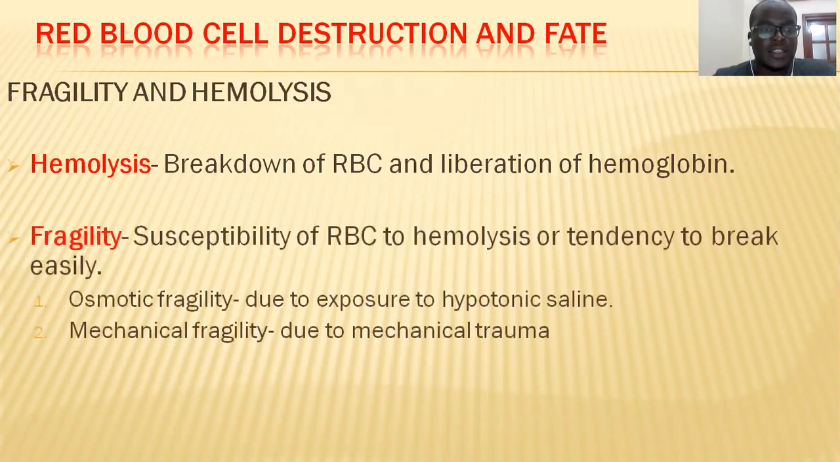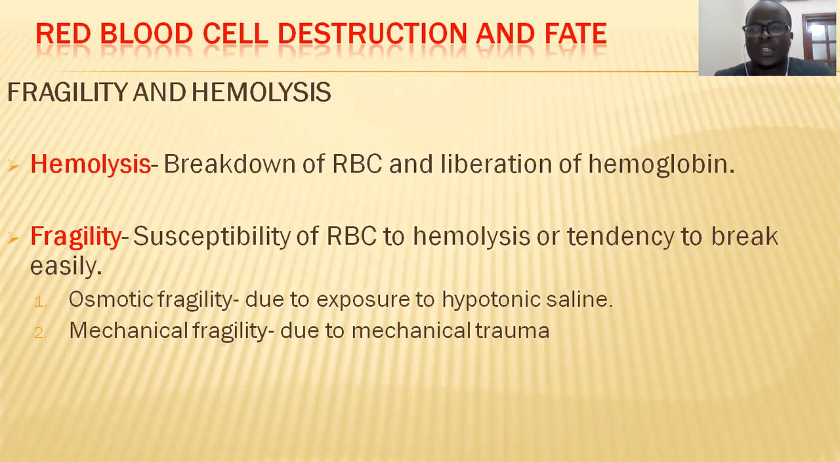Fragility is susceptibility of red blood cells to hemolysis, or the tendency to break easily. So the susceptibility of a red blood cell to hemolysis or the tendency to break easily is fragility. There are two different types of fragility. There is osmotic fragility, that is due to exposure to hypotonic saline or hypotonic solution, if you want.